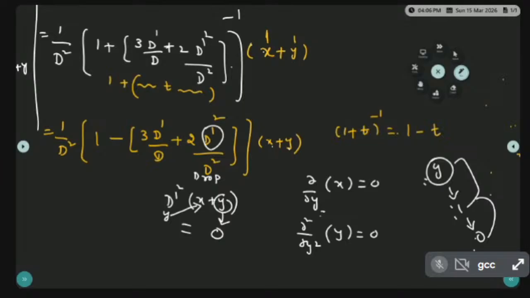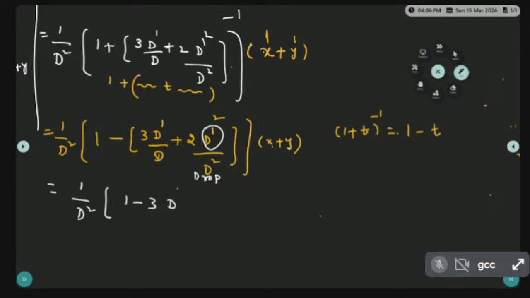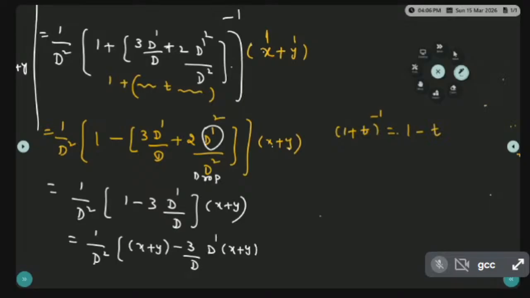The second term is not required. Now, finally, when you drop the term in the middle, when you eliminate the term in the middle, what is the resultant? 1 minus 1 minus 3 d dash by d into x plus y. Now take x plus y inside: x plus y minus 3 by d dash into x plus y.